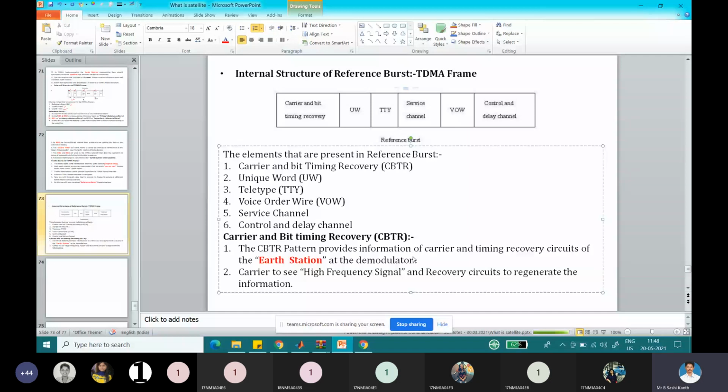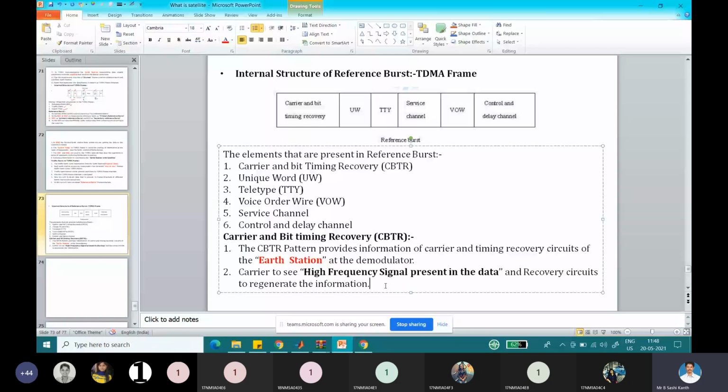That is the thing. The carrier is to see the high frequency signals that are present in the data, and the recovery circuit is to regenerate the information. So because we use the demodulator, what is the intention here? You will receive the signals from the satellite to the earth station also, no? We will receive the signals from the satellite to the earth station.